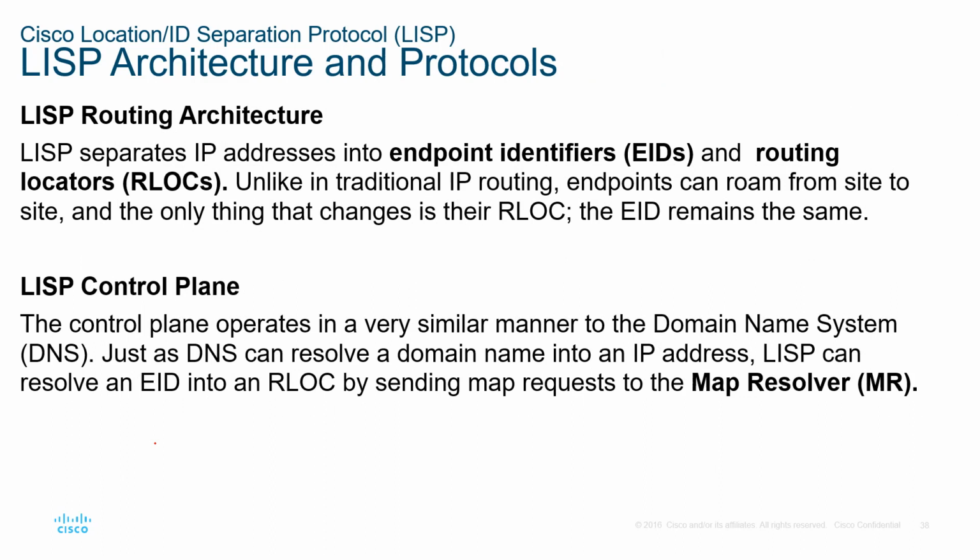We have our LISP architecture, and again, that basically means we have a LISP that will separate the IP addresses into endpoint identifiers and the appropriate routing locators. So unlike in traditional IP routing, the endpoints can roam from site to site, and the only thing that can change is their routing locator. The EIDs will remain the same. So our LISP control plane, basically at this point, the control plane will operate in a very similar manner to DNS. Just as DNS can resolve a domain name to an address, LISP can resolve an EID into a routing locator by sending the appropriate map request to the map resolvers.